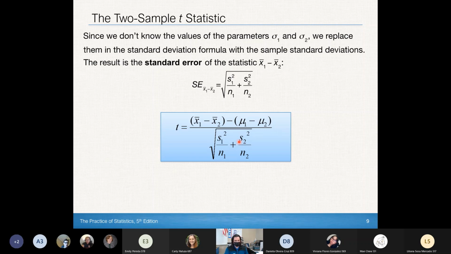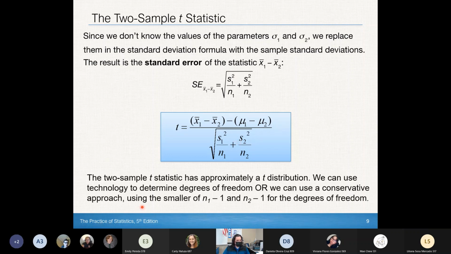Test statistic equals statistic minus parameter divided by standard deviation of statistic, and it'll give you the different pieces that you can plug into that based on what you're dealing with. Okay.